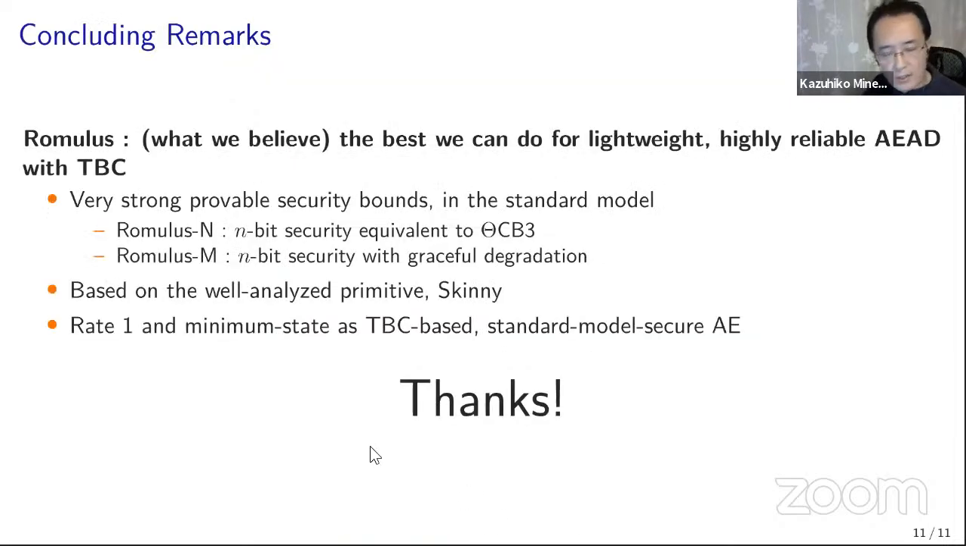Okay, to conclude, Romulus is what we believe the best we can do for lightweight, highly reliable AEAD using TBC. It has very strong provable security bounds under the standard model, and it is based on the well-analyzed primitive SKINNY. It is efficient because of the rate-1 operation, and its state size is essentially minimum as a tweakable block cipher-based standard model secure authenticated encryption.